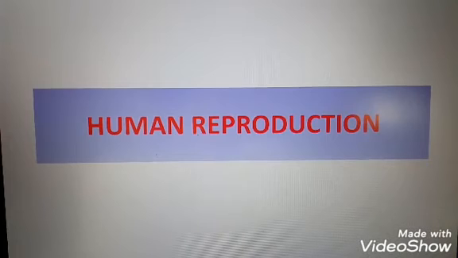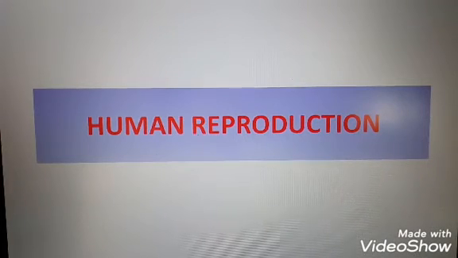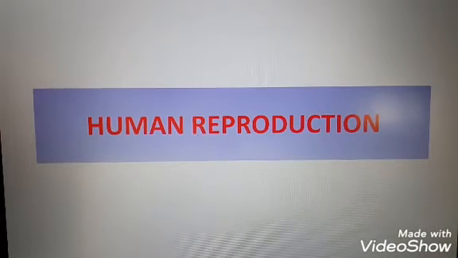The next question is, what is seminal plasma? What are its components? The accessory glands of the male reproductive system secrete a fluid mixture called seminal plasma, and it is rich in fructose, calcium, and certain enzymes.